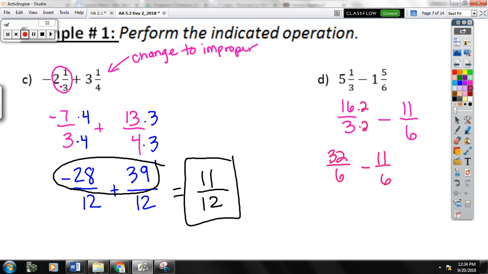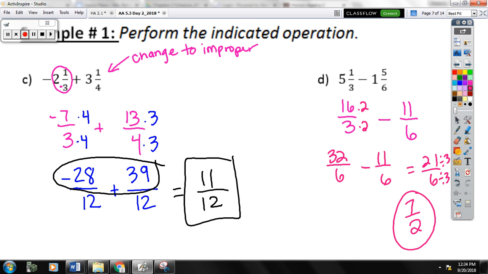And we should get 21 sixths. Can we reduce? They're both divisible by 3. I'm running out of space. So we get 7 halves, which is 3 1/2. Just leave it 7 halves if you want.